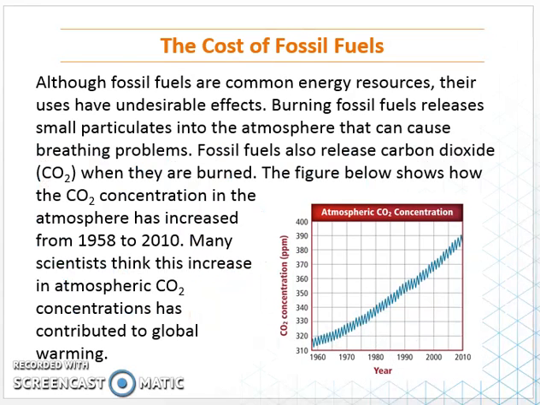Although fossil fuels are common energy resources, their uses have undesirable effects. Burning fossil fuels releases small particulates into the atmosphere that can cause breathing problems. Fossil fuels also release carbon dioxide when they're burned. The figure below shows how the CO2 concentration in the atmosphere has increased from 1958 to 2010. Many scientists think this increase in the atmospheric CO2 concentration has contributed to global warming.